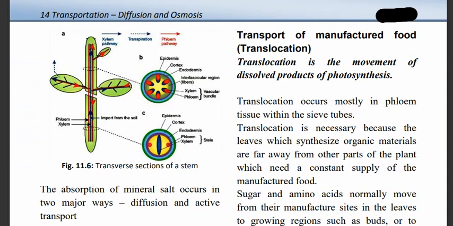Now, the absorption of mineral salt occurs in two major ways: diffusion and active transport. So this is the transverse section of the stem. We have the epidermis here, the cortex, the endodermis, and then we have the phloem and the xylem. So this is how water enters the stem.